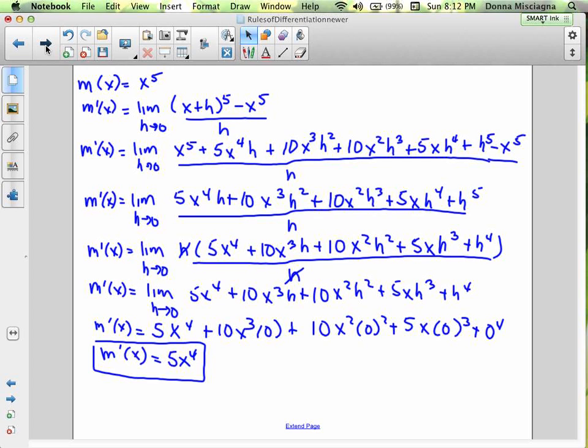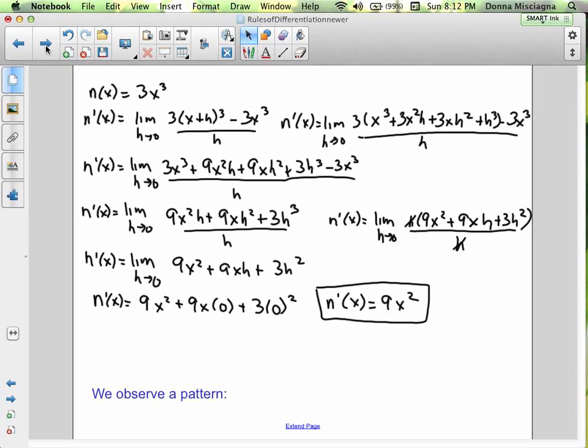It's already done. And that is 3x cubed. All right, so n of x equals 3x cubed, and n prime of x is the limit as h approaches 0 of 3 times x plus h cubed minus 3x cubed divided by h. Right, we'll expand the x plus h cubed, so that would be the limit as h approaches 0 of 3x cubed plus 3x squared h plus 3x h squared plus h cubed minus 3x cubed.